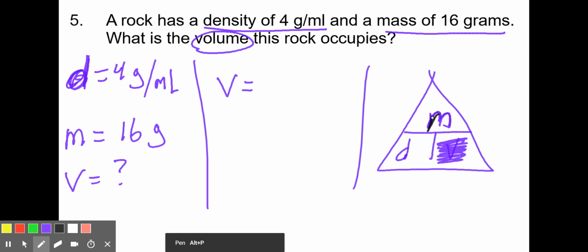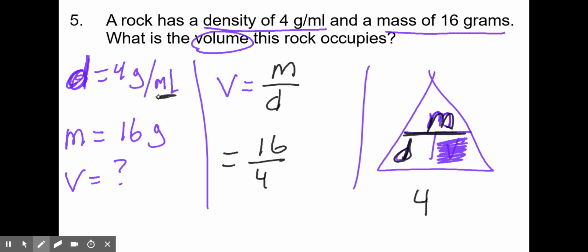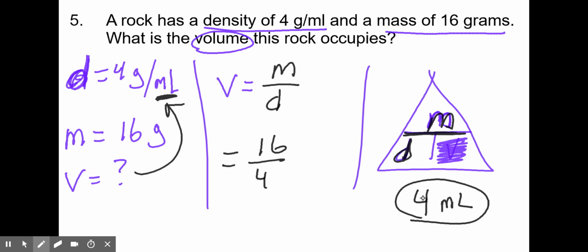Please change to black for me. M divided by D. Substitute in those numbers. 16 divided by 4 is 4. And we're looking for volume here. Our unit for volume in this problem is milliliters. And that's it. So now you know how to solve for D. There's at least one example of solving for D, solving for M, and solving for V. This last one was how to solve for V.